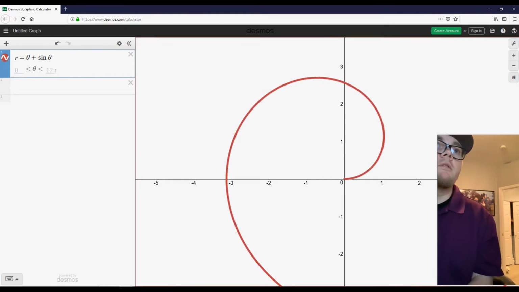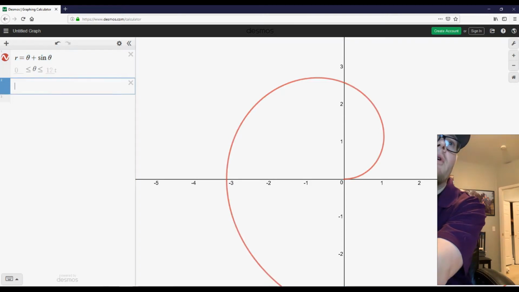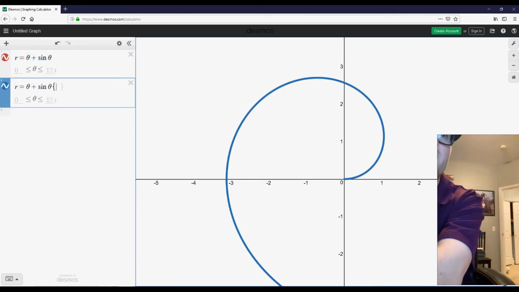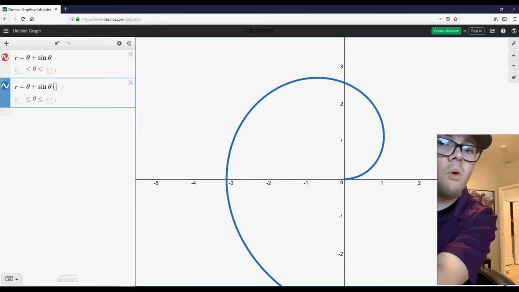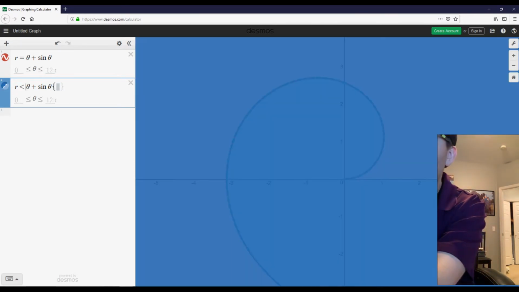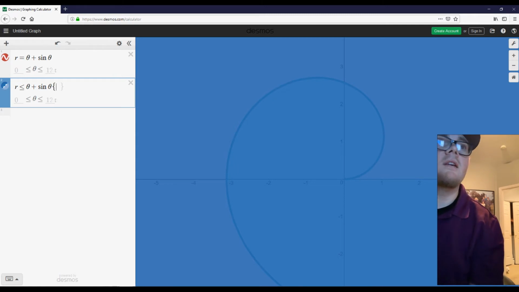So for instance, here's what I'm going to do. I'm going to take the exact same equation that I had before, and I'm going to tell Desmos to help me with something. I'm going to tell it to only sketch the region. Oh no, I can do something more. I'm going to do less than or equal to. So this is a little frustrating at the moment. It's filled the entire screen, as you can probably see.